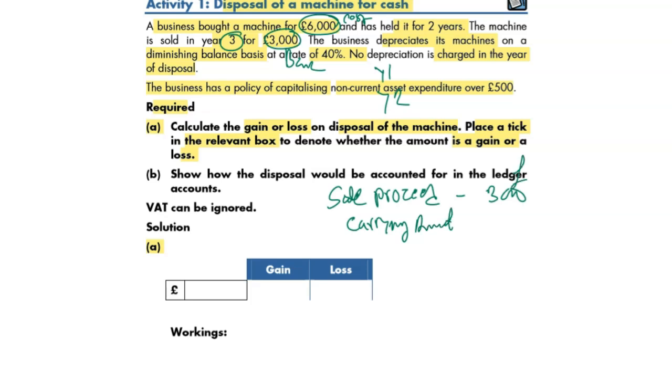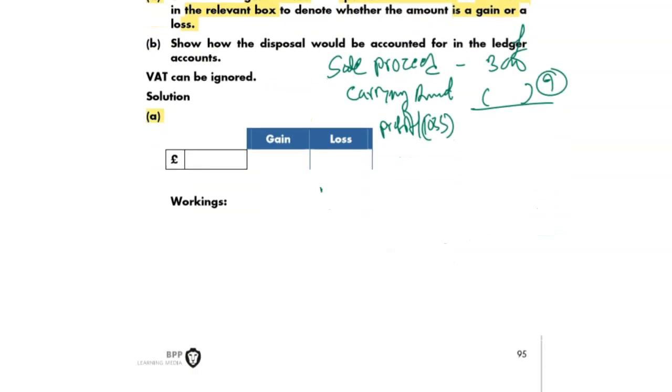Carrying amount we don't know yet. It's a question mark. And how do you know the carrying amount? When you find it, then you can find either profit or loss, don't you? So we've got to do it, but let's find out the carrying amount. How do you find the carrying amount?